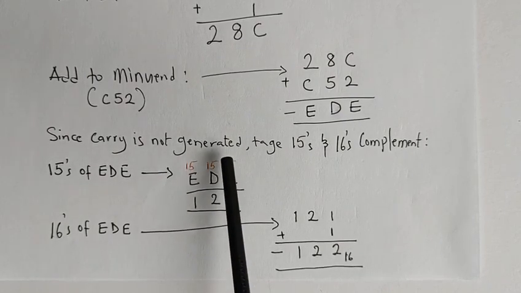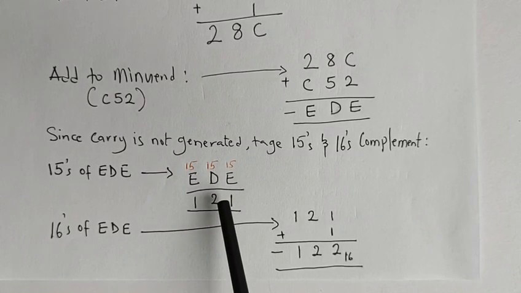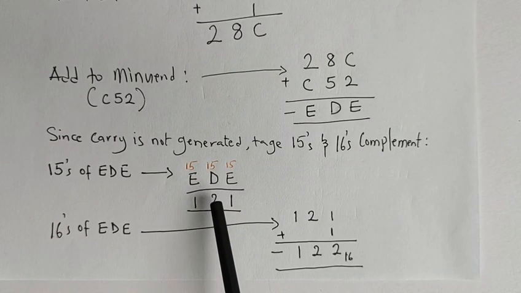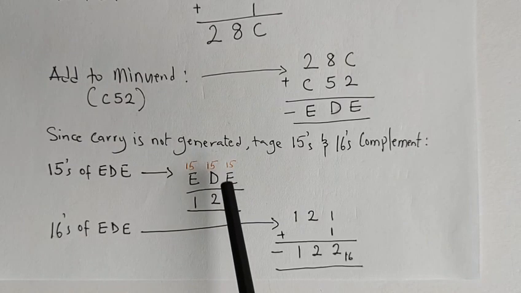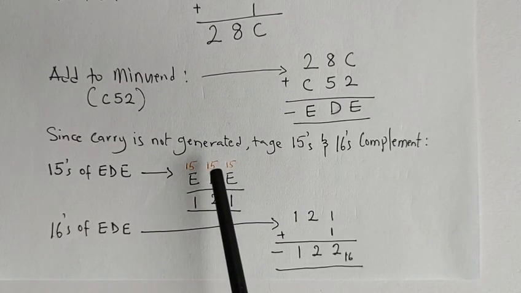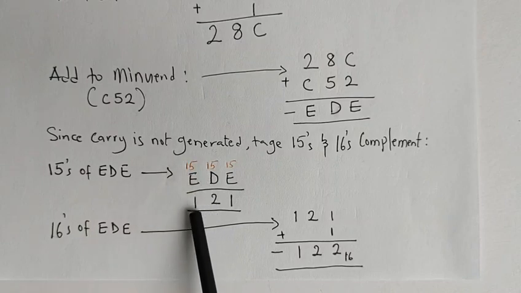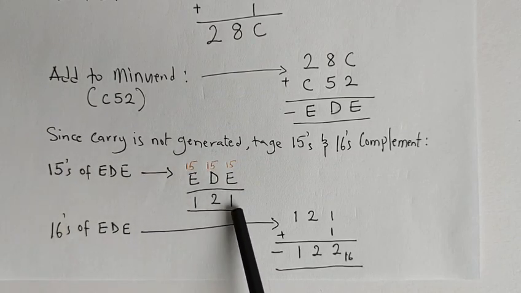So we say 15 minus E. E is 14. So 15 minus 14 is going to give us 1. Now we say 15 minus D is going to give us 2. D at this point means 13. So 15 minus 13 is going to give us 2. Now E at this point means 14. So we say 15 minus 14 is going to give us 1. So the result for taking the 15th complement again is 1, 2, 1.